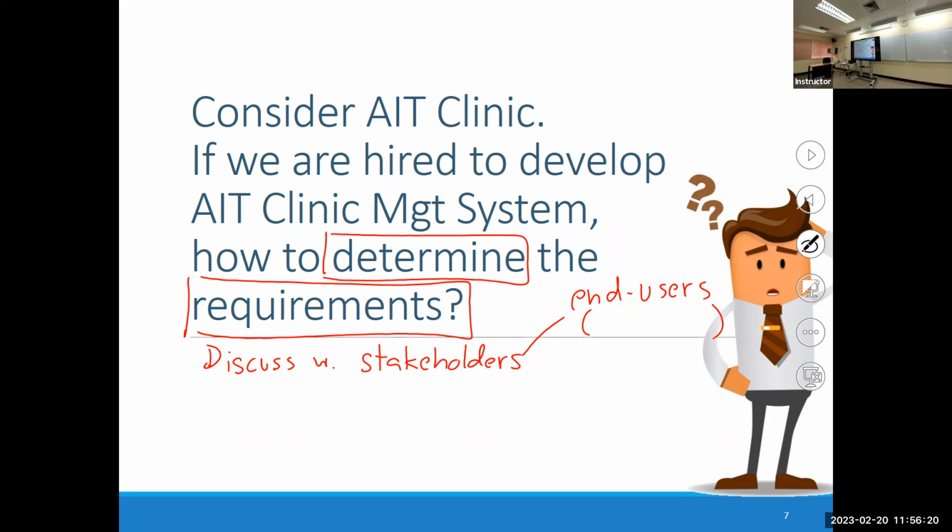What to do next? No idea yet? Okay. How about you? Any idea who are the stakeholders? Who are the end users? Pardon? Patients? Yes. Who are the patients? Okay, student and staff of AIT. Yes. Okay, good.